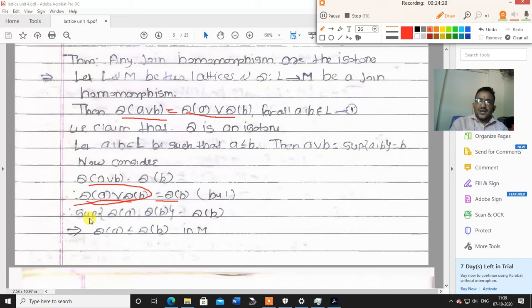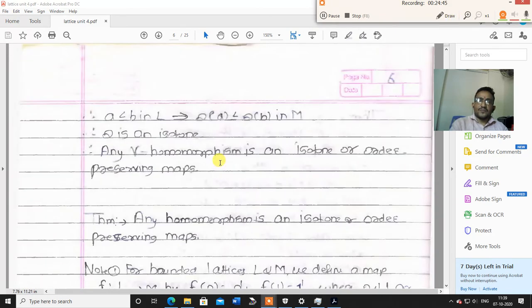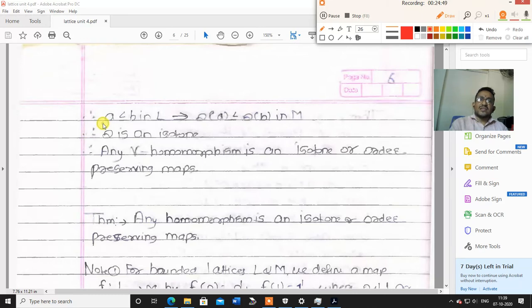This is the supremum. Therefore the supremum of theta of A and theta of B is equal to theta of B. Therefore theta of A is related to theta of B in lattice M. So whenever A is related to B in lattice L, we show that theta of A, that is the image of A, is related to the image of B in lattice M. So we can say that theta is isotone.